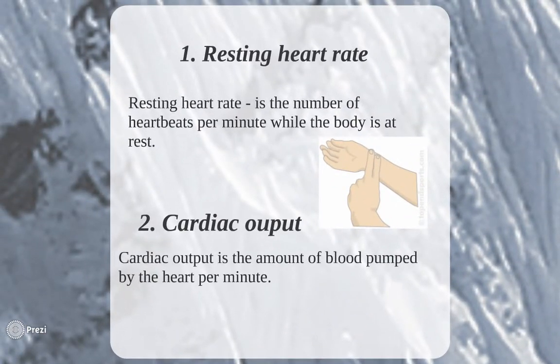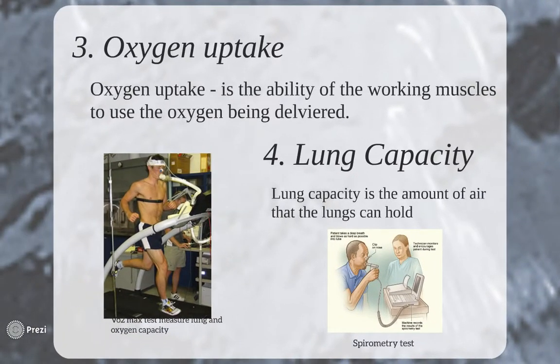1. Resting heart rate is the number of heartbeats per minute while the body is at rest. 2. Cardiac output is the amount of blood pumped by the heart per minute. 3. Oxygen uptake is the ability of the working muscles to use the oxygen being delivered. 4. Lung capacity is the amount of air that the lungs can hold.